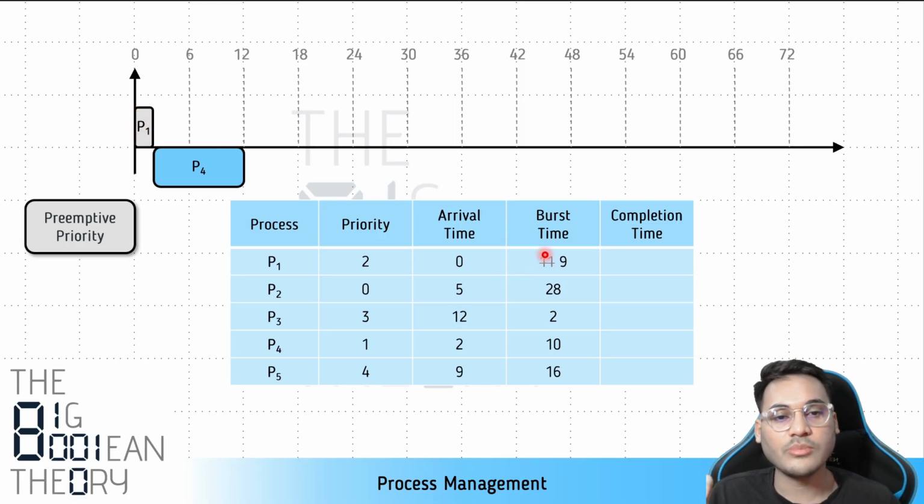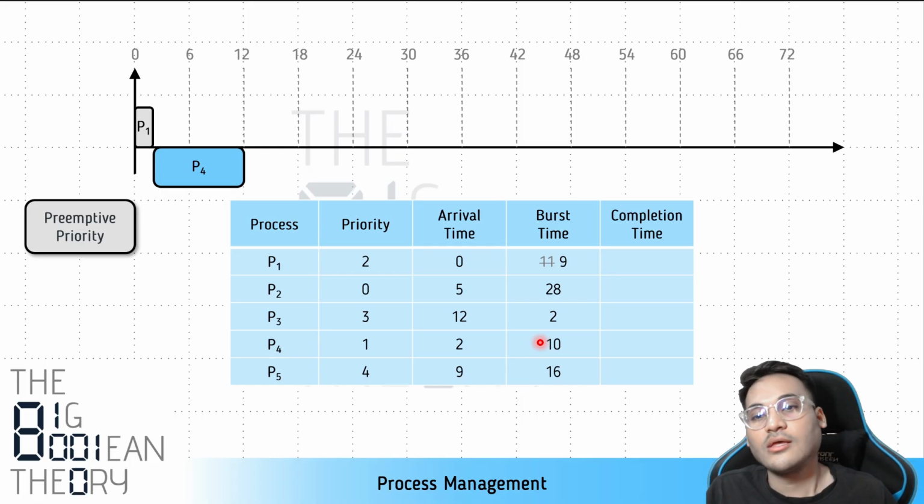You can see now the remaining burst time has reduced from 11 to 9. It executed for 2 milliseconds. What happens at t equals 2? At t equals 2, you can see process P4 has arrived, right? It has a priority of 1, and the burst time for process P4 is 10 milliseconds.